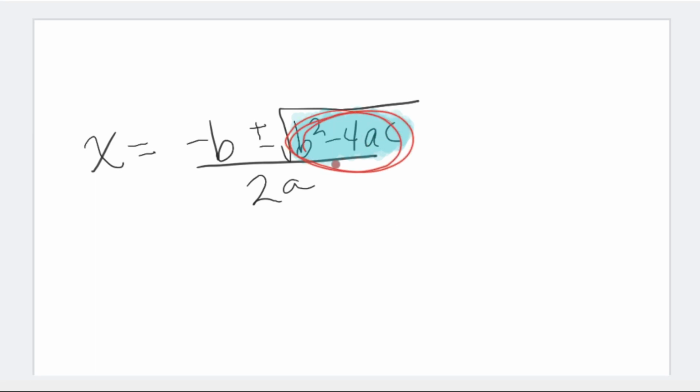Now, if you solve out the discriminant and you get the number 0, the square root of 0 is 0, so it doesn't matter if you add or subtract 0, nothing happens. So what happens is this whole thing goes away, and you're left with a single number.